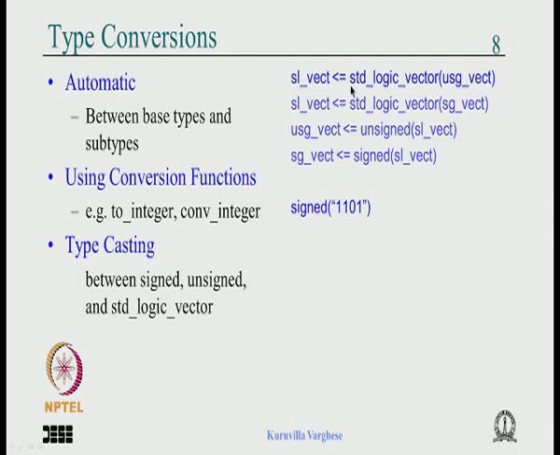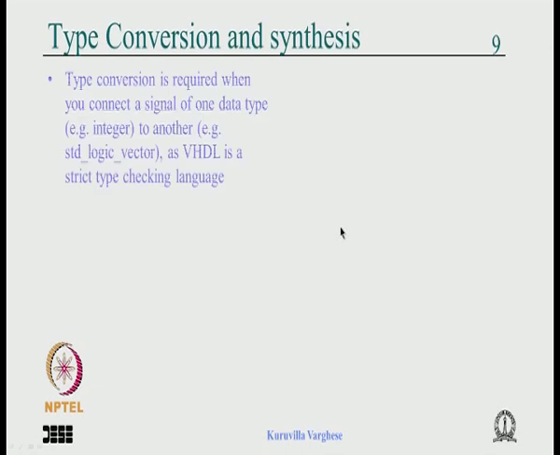That means suppose you have an unsigned vector, you want to convert it into a standard logic vector, you just say standard logic vector, open bracket, you write the unsigned vector and the close bracket, then it is converted to standard logic vector. Similarly about the others, and if you have a numerical value, you can cast it to any of them using this kind of syntax. So that is about type conversion.